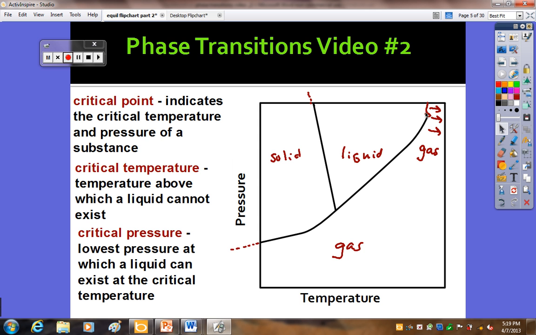The last point that is somewhat unique is right here. This is called a triple point. Now the reason why it's called a triple point is because it is the one temperature and pressure combination where all three states of matter, solid, liquid, and gas, are in equilibrium with each other. So the triple point is a pressure and temperature combination where gas, liquid, and solid are all in equilibrium with each other.